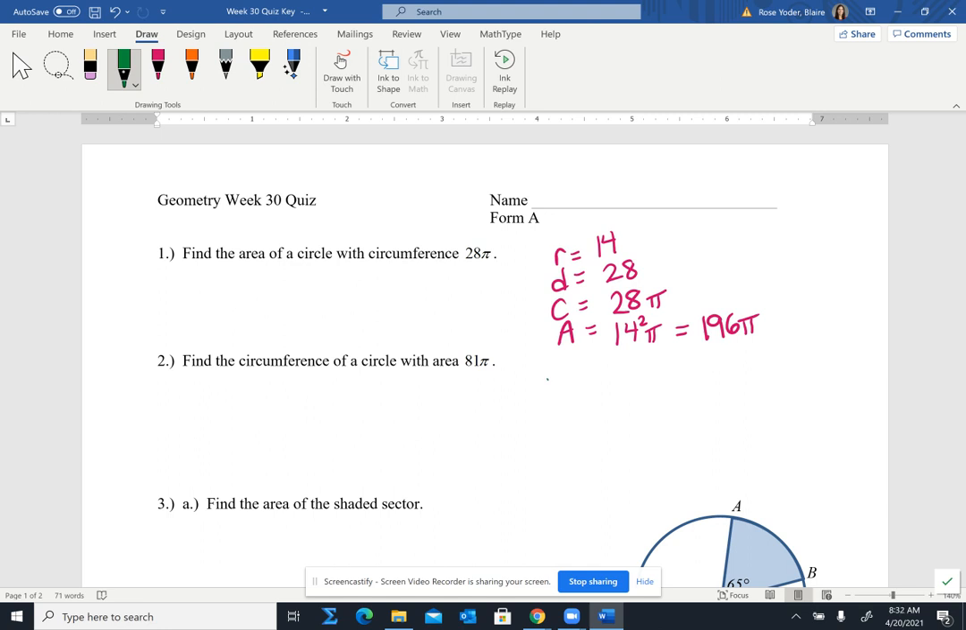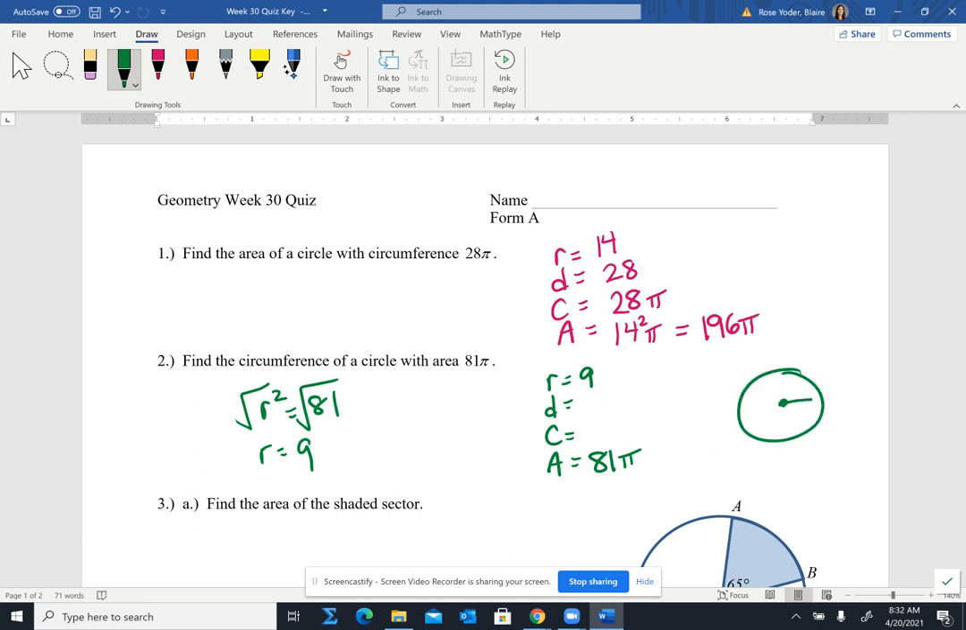So let's try to do the same thing for number 2, RDCA. This time it's the area that's given. So remember, area is radius squared pi. So that means the radius squared is 81. So if you square root the 81, that'll tell you what the radius is. So it's 9. And then once you know the radius, the radius is halfway across, diameter is all the way across, so you can just double the 9. 9 and 9 is 18. And then once you know the diameter and you're trying to find the circumference, it's just diameter pi.